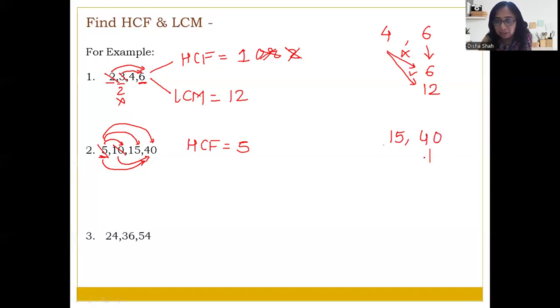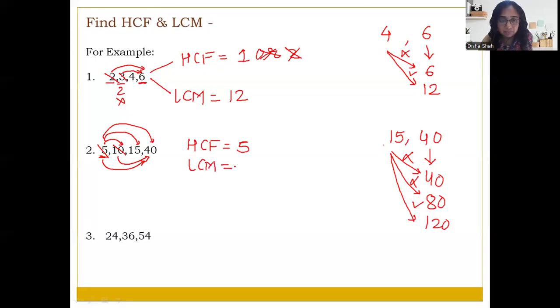The bigger number is 40, so we will say the table of 40. 40 ones are 40. 15 is not divisible by 40. 40 twos are 80. 15 is not divisible by 80. 40 threes are 120. Yes, 120 comes in the table of 15. So LCM is equal to 120.